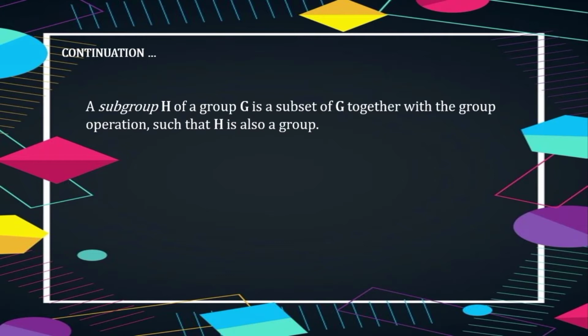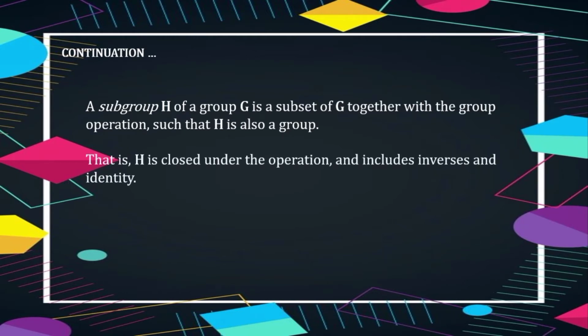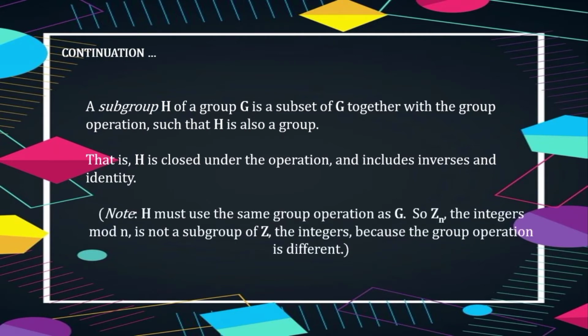A subgroup H of a group G is a subset of G together with the group operation, such that H is also a group. That is, H is closed under the operation and includes inverses and identity. Note that H must use the same group operation as G, so the integers mod n is not a subgroup of the integers, because the group operation is different.